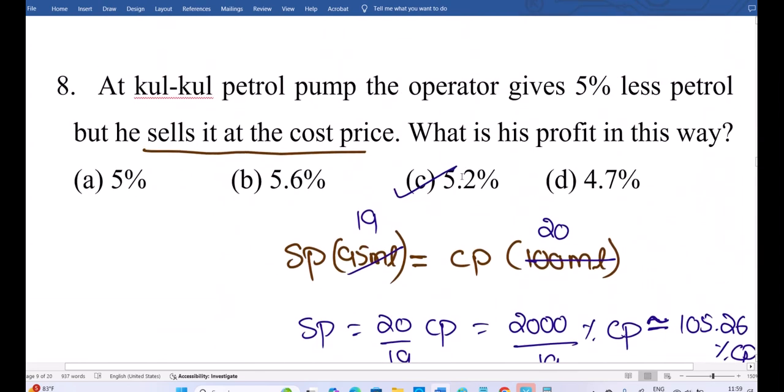If it is 10% less, then what changes do I have to make in this question? If it is 10% less, it means the selling price of 90 ml equals the cost price of 100 ml. Then 100 divided by 9, 11.11, will come. You can check that later also. If it is 10, we will get 11 point something as the answer.